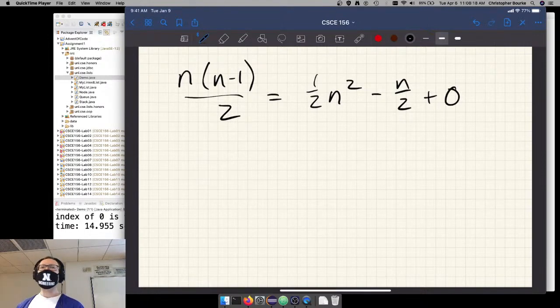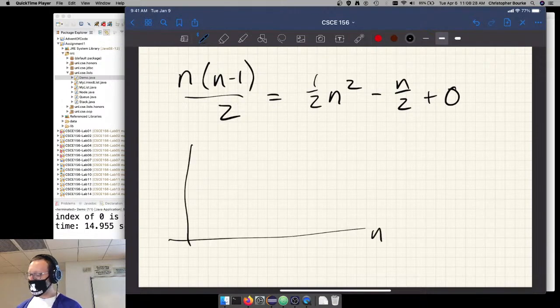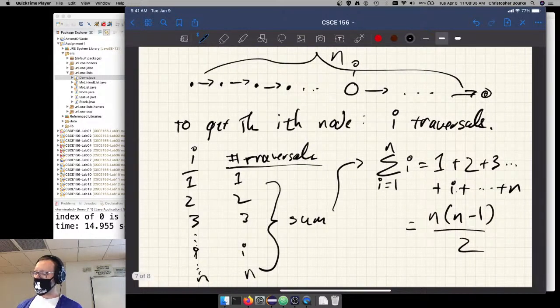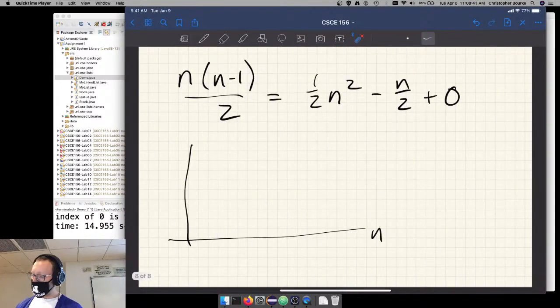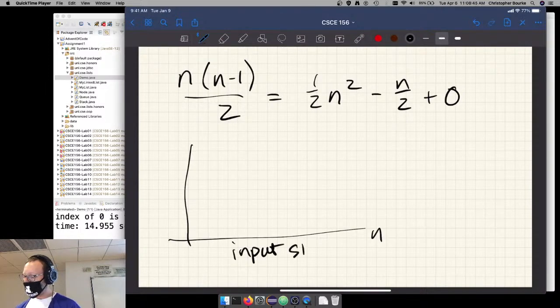So what is the largest term here? Like we already said, this is a polynomial of degree 2. So if you think about this as a function, right? As n tends towards infinity, what is n representing here? What did we start out with? n is representing how many elements there are in the list, right? So n is going to represent our input size. The size of our list.